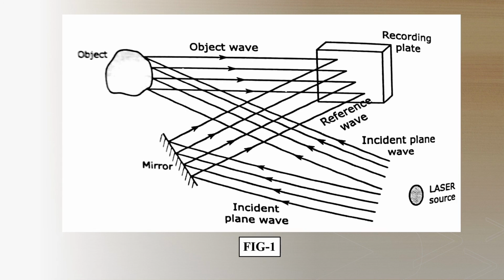So this is the image. Here you can see the object waves are transferred to the recording plate. From there, the reference wave goes to the mirror, and here you can see the laser source, and this is the image of holography.